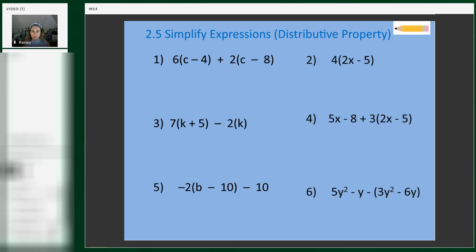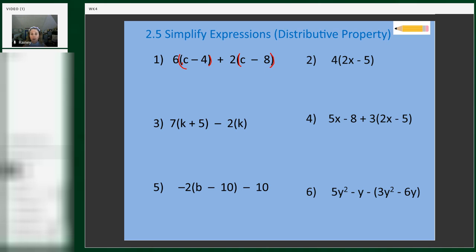There we go. I was like, why are you not working? Let's look at it. It says 6, and then inside parentheses is C minus 4 plus 2, parentheses, C minus 8. Following our order of operations, we cannot put C and 4 together because they don't have the same variable or non-variable. They're not like terms, so we can't do that.